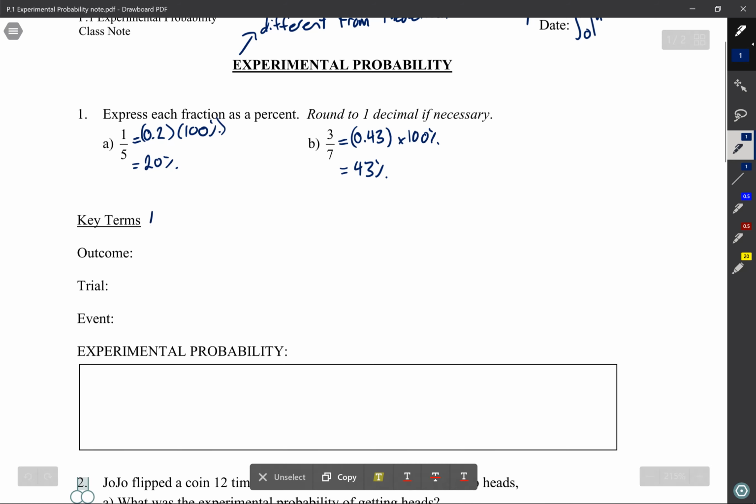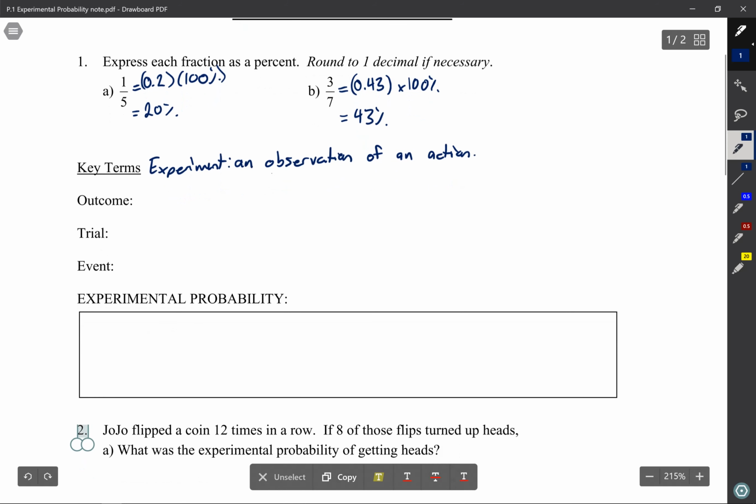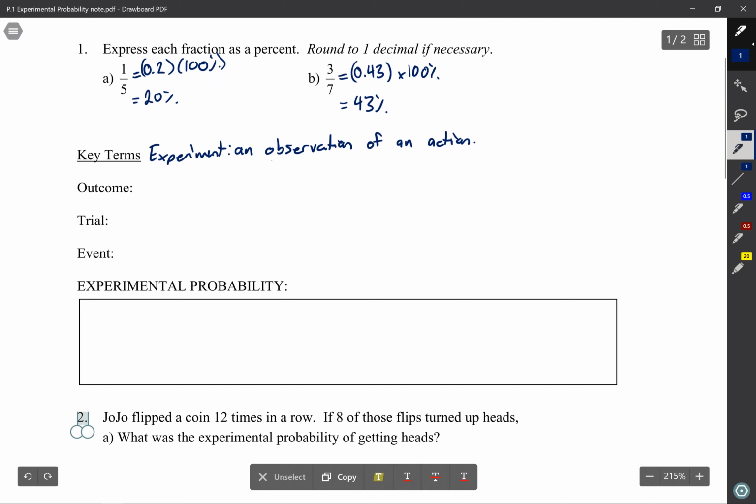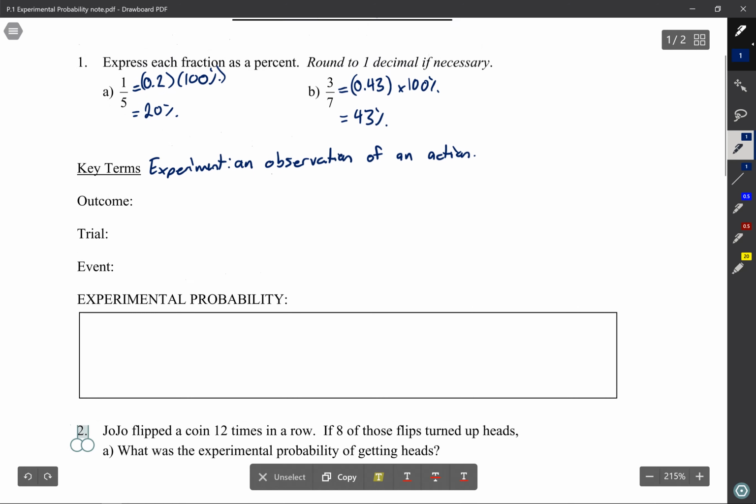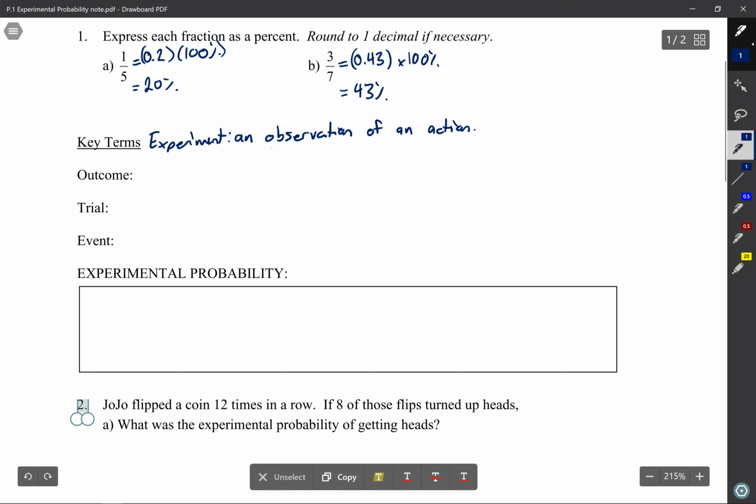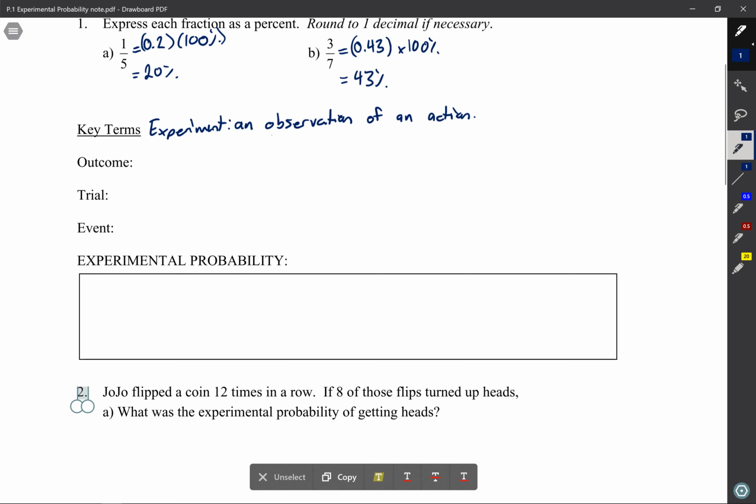So before we talk about outcome, we'll talk about what actually is an experiment. An experiment is an observation of an action, meaning you're watching something happen. It's a little bit different from an experiment, say, in science as you're used to doing. They take a little more planning to do a science experiment, but you'll see what we mean here in a moment. Now, an outcome is a possible result of an experiment.